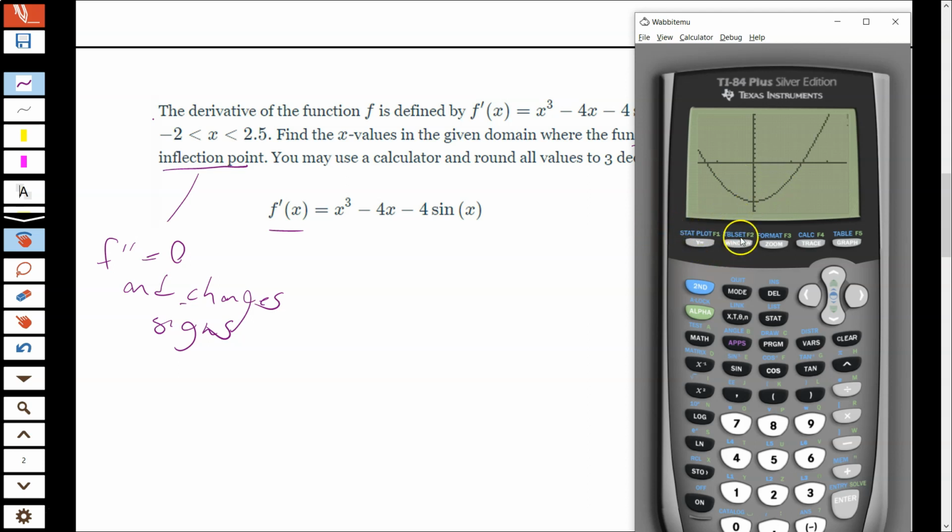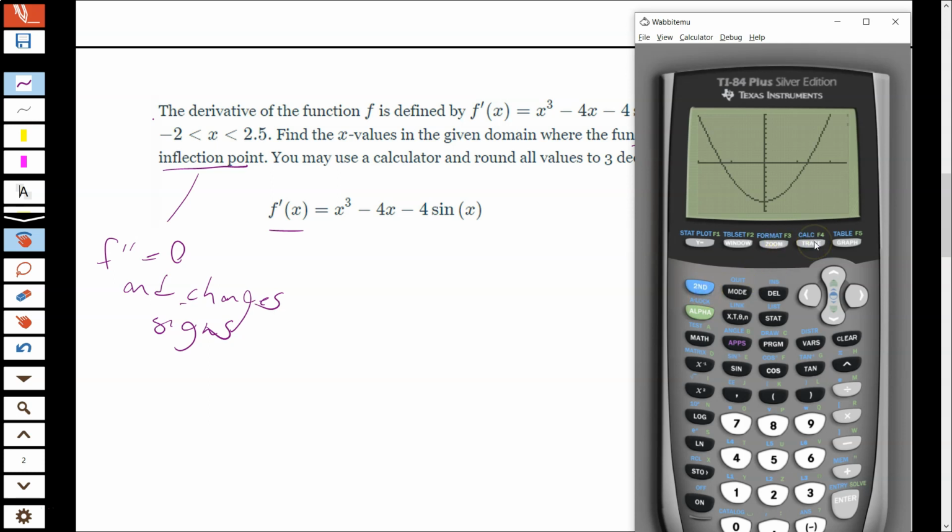Now I haven't changed my window yet. I'm going to change it to the domain that's given. Although we can already see there's a couple of inflection points here. So I'm going to change it to -2 and 2.5, and I'll leave my y's alone unless I need to zoom out. I'm going to hit graph, and we have 2 it looks like.